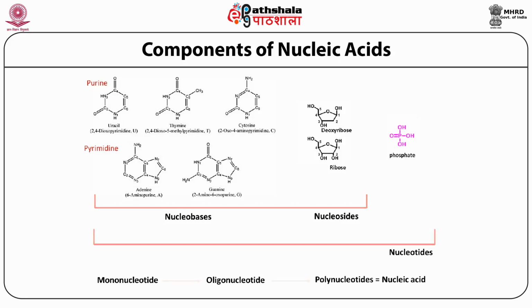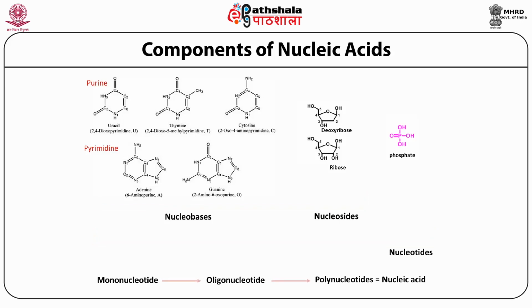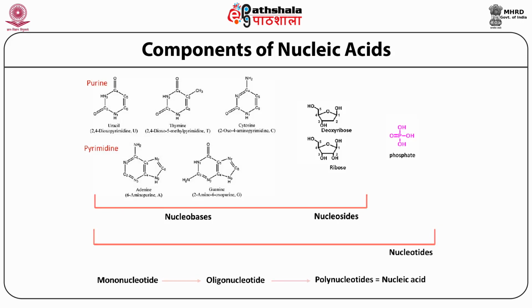Now these nucleosides, comprising the nucleobase and the sugar unit, when coupled with a phosphate group, form what is called a nucleotide. When you have a mononucleotide, you are talking about one phosphate group, one ribose and a nucleobase. When a couple of mononucleotides get linked up, they can form an oligonucleotide, and eventually when you have more and more mononucleotides forming a chain, it can form a polynucleotide. Eventually that polynucleotide is something which we call nucleic acid.